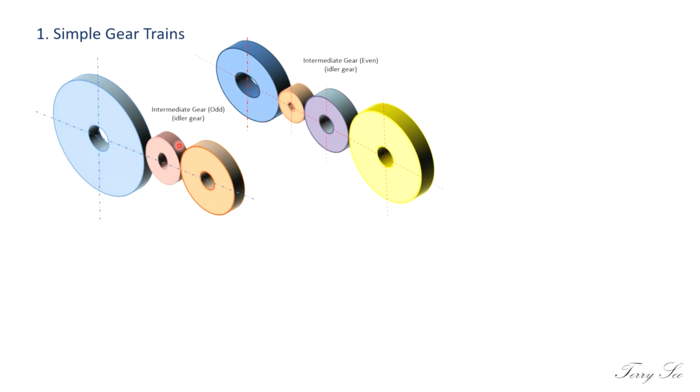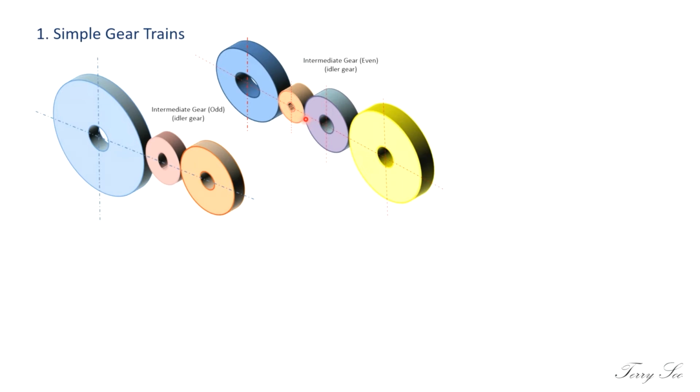So what is the difference between these two arrangements? Here you have one intermediate gear, or auxiliary gear as we call it. Here you have two intermediate gears. Usually it is counted as odd or even. Odd, let's say you have 1, 3, 5, 7, 9. Even you have 2, 4, 6, 8, 10. So you can have odd or even.